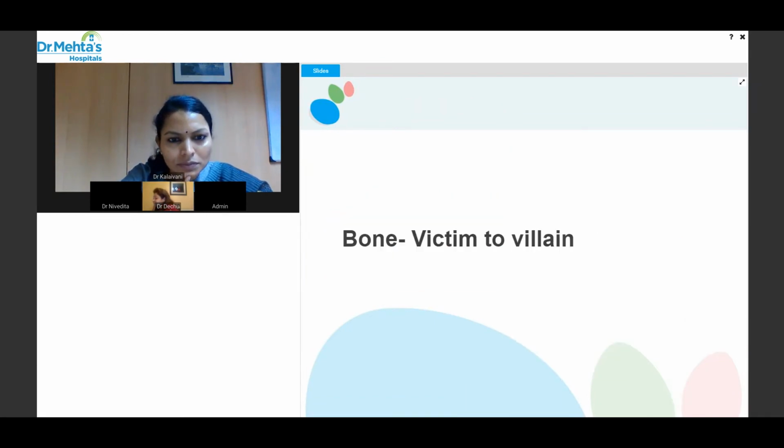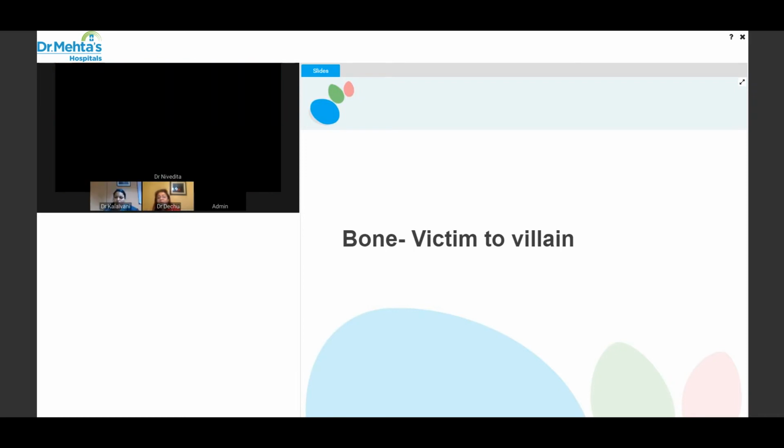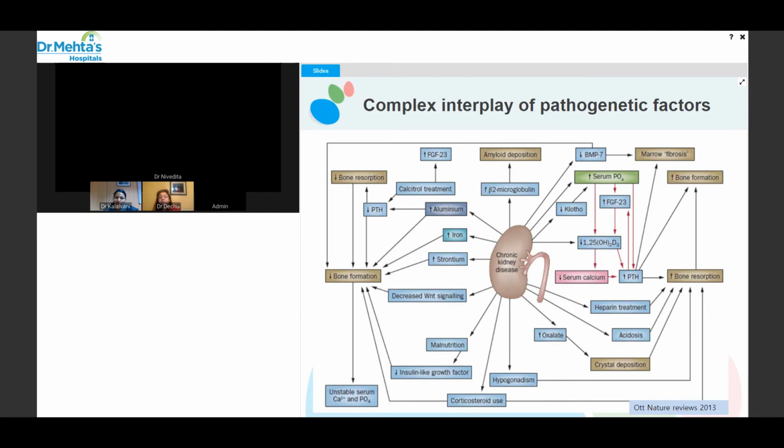The most important paradigm shift that has occurred in the understanding of mineral bone disease is the role of the bone, which has moved from being an innocent victim to a major villain in the pathogenesis of mineral bone disease. We know that mineral bone disease is a complex interplay of multiple pathogenetic factors, including several biochemical abnormalities that we just discussed, treatment options like calcitriol, other comorbidities that are associated with CKD like malnutrition, and also the native kidney disease itself, like we saw in our child with primary hyperoxaluria.